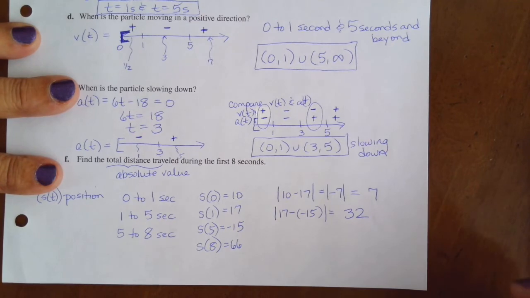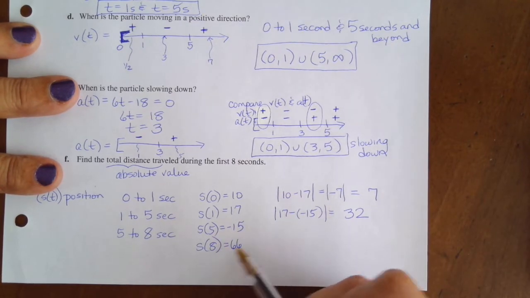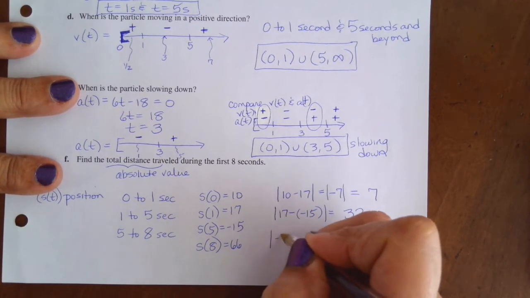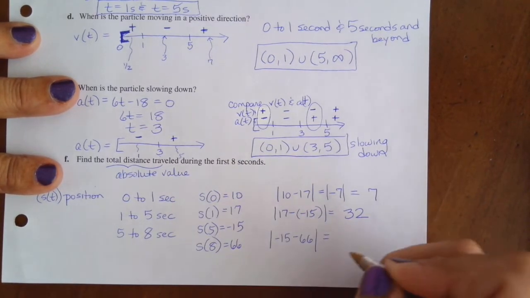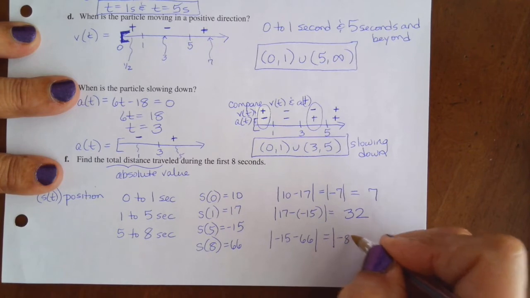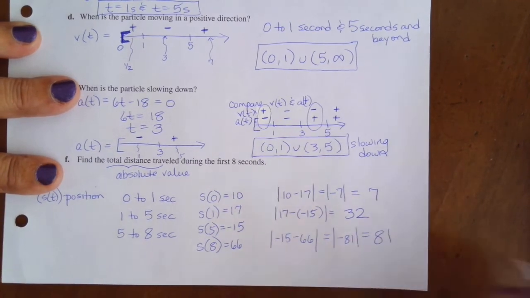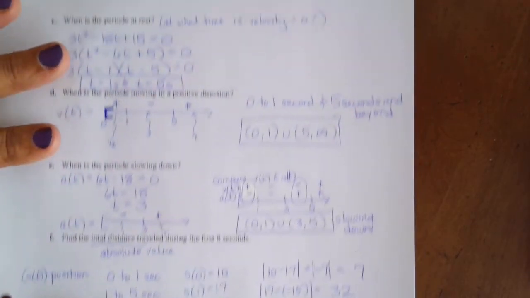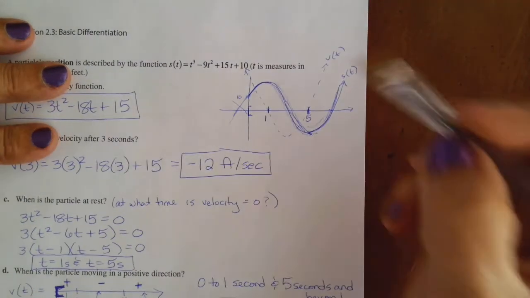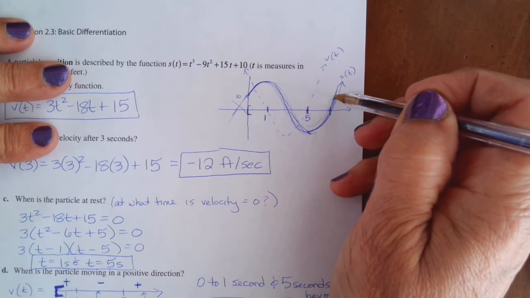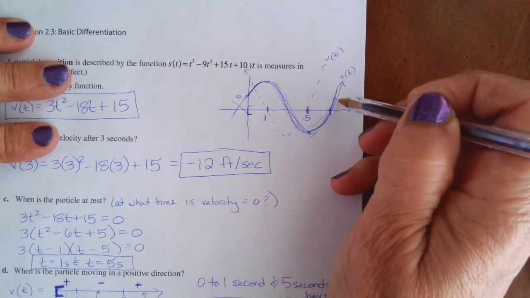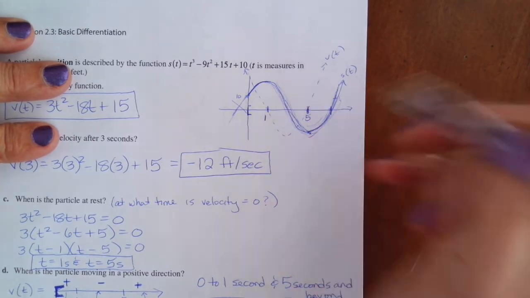And then lastly, I'm going from 5 to 8 seconds. So I would do negative 15 minus 66. And that gives me an absolute value of negative 81, which is 81. So from here to about here, wherever 8 is, right? Those are those numbers right there.